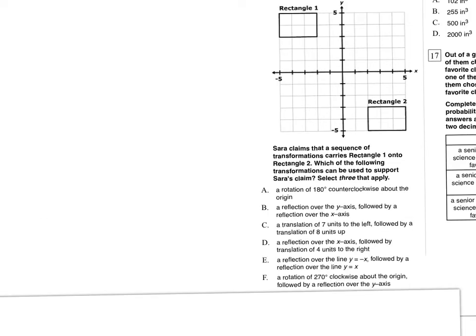All right, next up here, number 15. So Sarah claims that a sequence of transformations carries rectangle 1 to rectangle 2. Which of the following will do this? Okay, so we're going to go through these. A, a rotation 180 degrees around the origin.